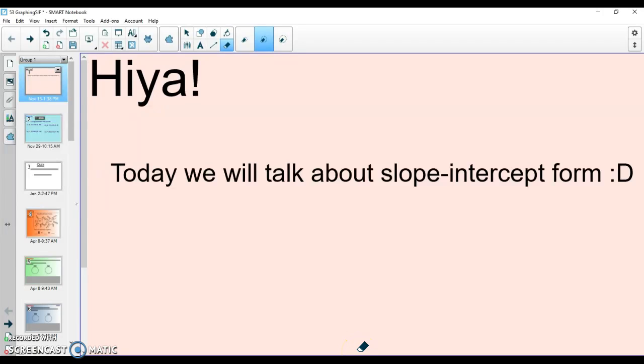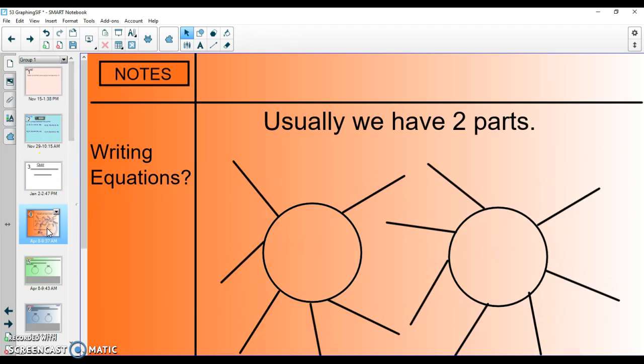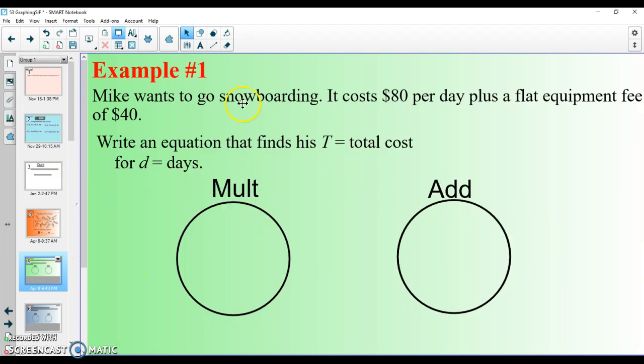This is a video about graphing using slope-intercept form, or actually using a table to get the intercept, using a table when a graph is given to you in slope-intercept form. But the first thing I want to talk about is this. This is review from when students were in 6th grade. And I'll give you an example first to give you an idea.